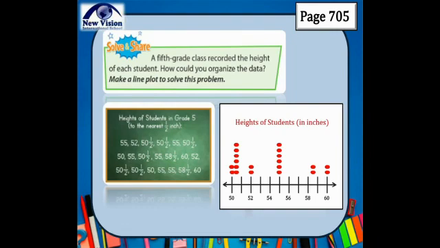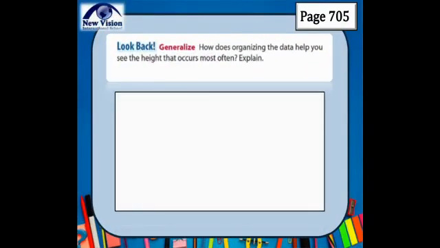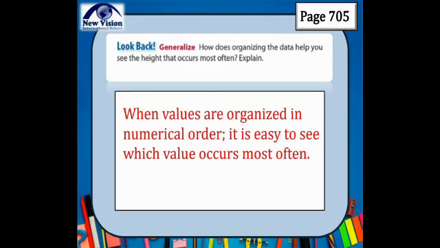Okay, so this is how you're going to organize data given to you using a line plot. Next, look back, generalize. How does organizing the data help you see the height that occurs most often? Explain. When values are organized in numerical order, it is easy to see which value occurs most often.